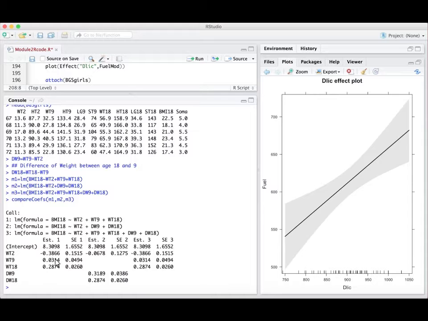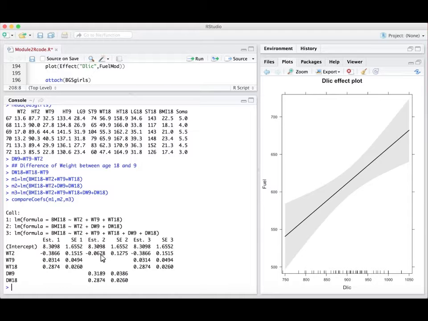All right. Well, what's coming into play here? Take a look. Weight 2 can be found in 2 different variables. If you look at how DW9 was created, there's a piece of weight 2 in here. So what this is saying is the interpretation of these 2 models, though they contain the same information, is different. In Model 1, as weight 2 increases, here's what you see in BMI at 18, given weight 9 and weight 18 are fixed.